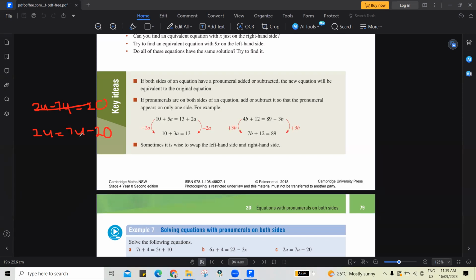What you do is this 7u, you have to take it out. That means you have to put minus 7u, right? Minus. And this side also minus 7u. The 2u minus 7u, what is the value? 2u minus 7u.